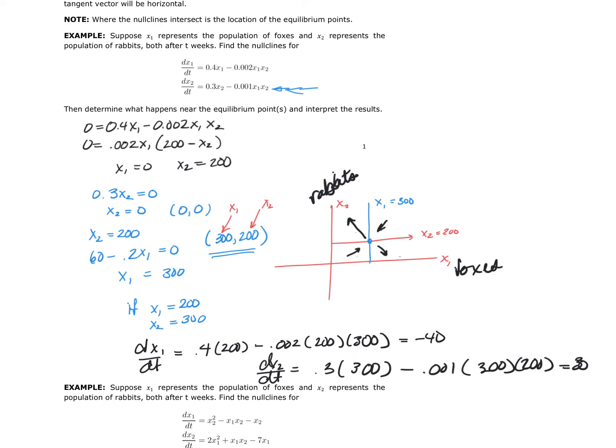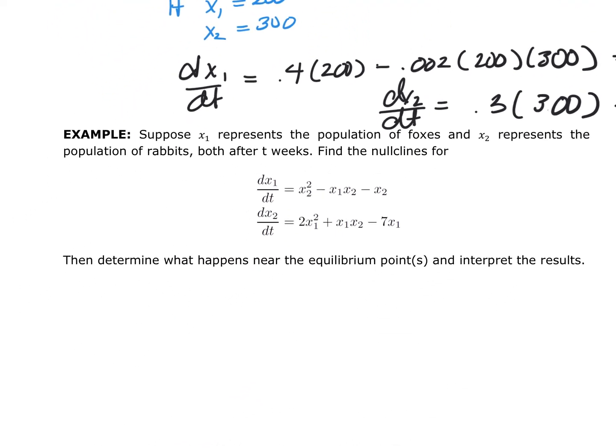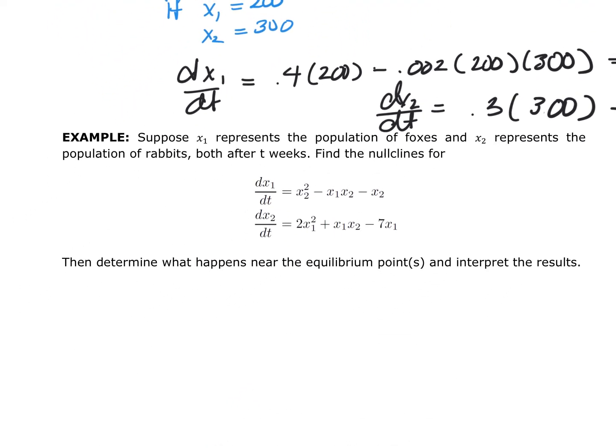So now let's suppose that this represents the population of foxes. X1 is still my foxes. X2 represents my rabbits. And now we're going to find the null lines for this example. So we're going to start out with this first, the derivative of x sub 1 with respect to time. And you can see that x sub 2 is in all of them, so it's a factor of all of them. So I'm going to factor that out. So I have x sub 2 times x sub 1 minus 1 is equal to 0.